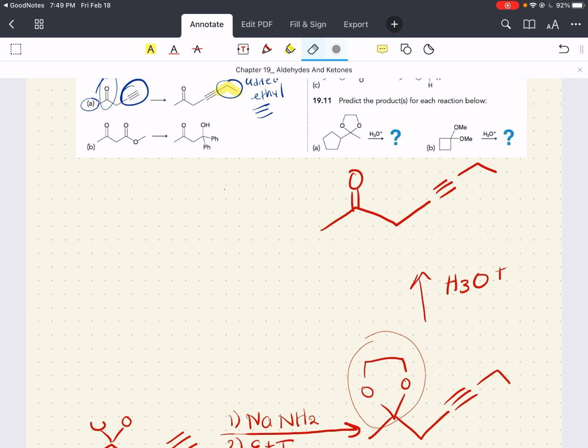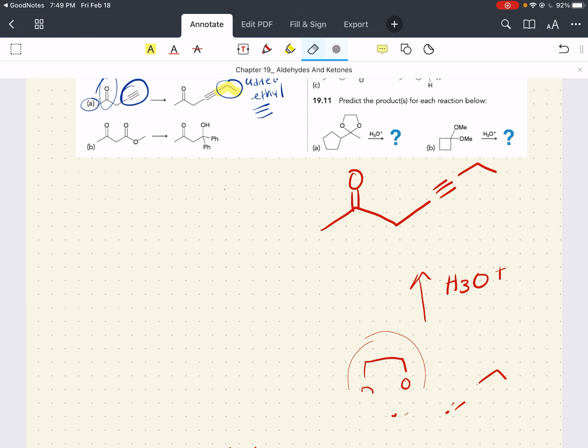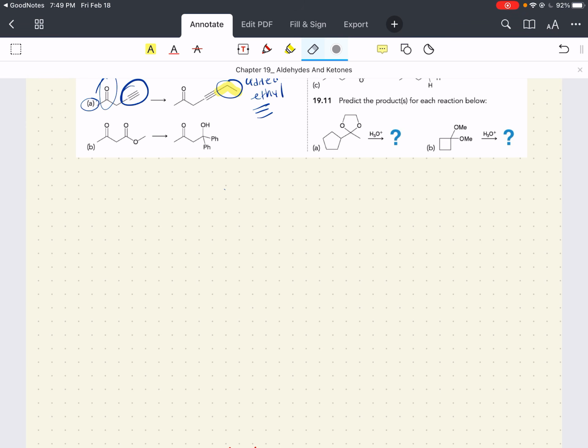But what we want to do now is 19.11a. All right, and this problem asks, predict the products for each reaction below. If we have this starting reagent, and we treat it with hydronium ion, what is going to happen? Well, this has to do with acetal formation and hydrolysis of acetal groups that we just talked about. We have this acetal group and we're treating it with H3O plus.